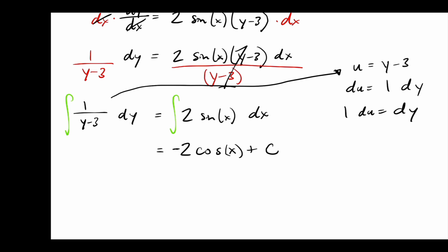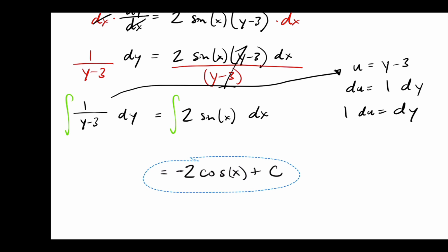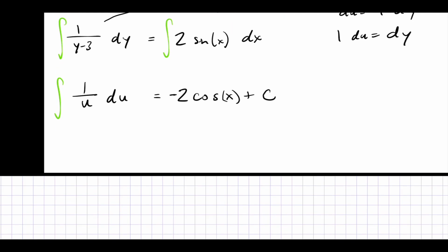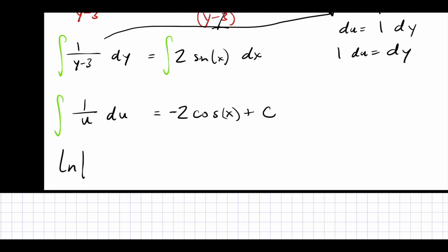Okay, so I'm going to put everything back in. So on this side, I get 1 over u du. Well, what's the antiderivative of 1 over x or 1 over u or 1 over anything? Natural log, right? Natural log, yep. So it's going to be the natural log of y minus 3. Okay. Step 2 done. Integrated both sides.